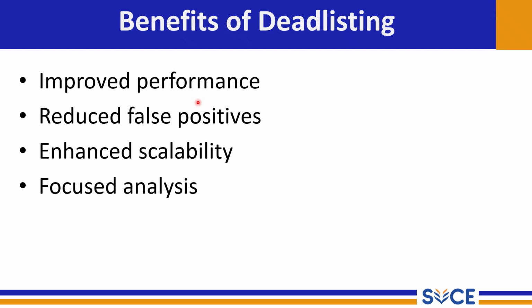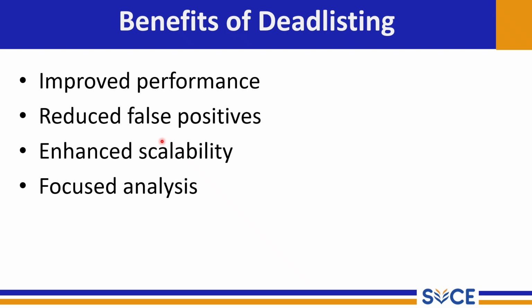Now let's see one by one. First is improved performance. By excluding known safe or irrelevant items or data, the anti-malware engine can focus its resources on analyzing potentially malicious files and activity. This reduces the overall scan time and improves system performance.